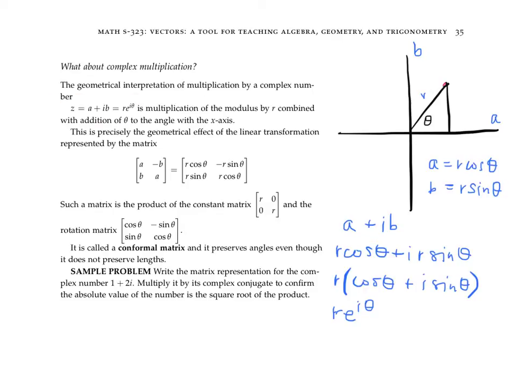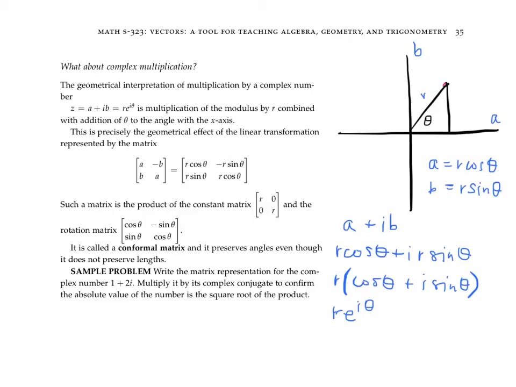So when we say z equals a plus ib equals r times e to the i theta, that's just a conversion between various coordinate systems that describe the complex plane. r times e to the i theta is really a multiplication of the modulus by r combined with an addition of theta as the angle. So it's introducing these new measurements, new ways to describe the plane.